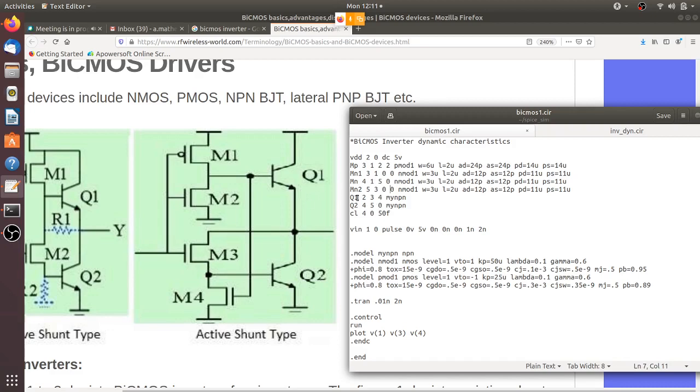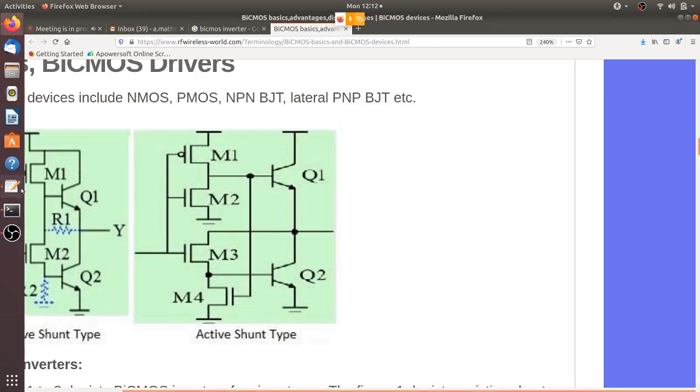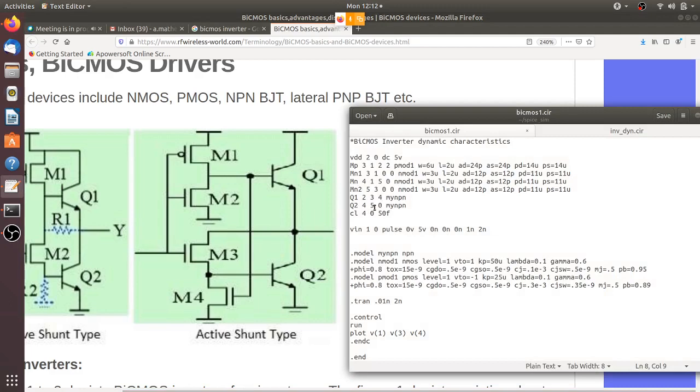Apart from these 4 MOS devices, we have 2 BJTs, Q1 and Q2. I have named them Q1 and Q2. Q1 is the upper one, its collector is terminal 2, which is VDD, its base is node 3, which is the output of the CMOS inverter, and then we have 4, which is the emitter terminal. Similarly, Q2 has its collector at 4, which is the output, the base at 5, and the emitter grounded at 0.